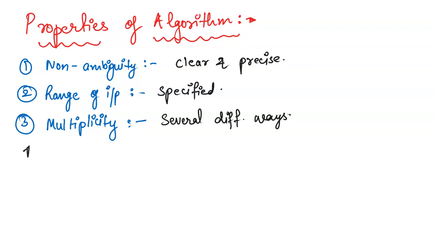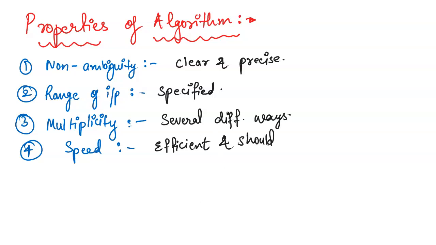Now, let us see the fourth property of algorithm, that is speed. So basically, algorithms are written using some specific ideas, which is popularly known as the logic of the algorithm. But such an algorithm should be efficient and should produce the output with fast speed.